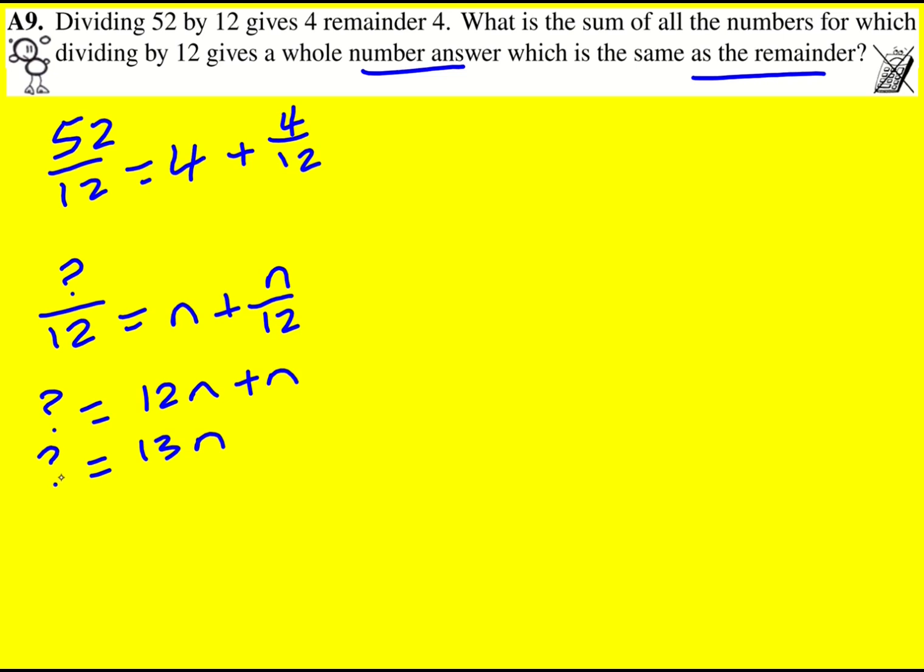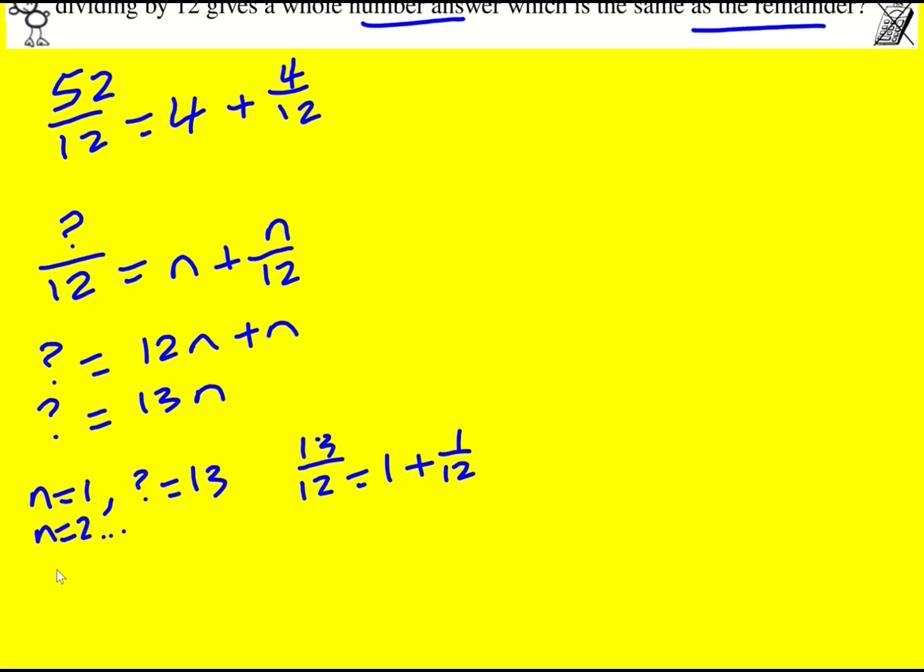So I'm interested in all numbers in this form, basically. With n is 1, I'd get the question mark was 13, and then 13 over 12 is 1 remainder 1, so 1 plus 1 over 12. Same will go on for 2, and so on. All right, let's take a little look.